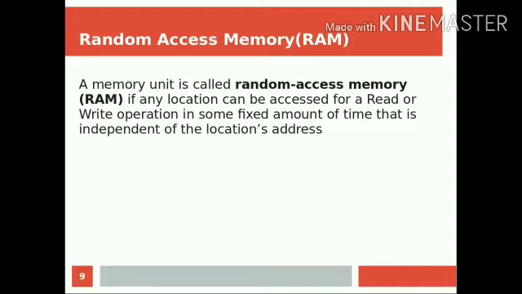Another type of memory is sequential access memory. In that case, the time required to read or write depends on the address or position of the data we are accessing, and also on the current location where we are located. But in the case of random access memory, the time required will be a fixed amount irrespective of the location's address.